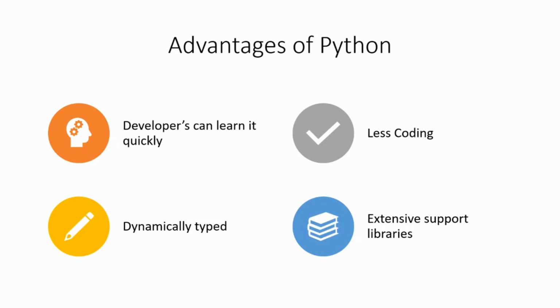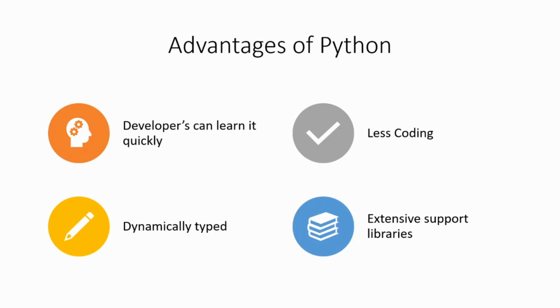Developers can learn it quickly. This programming language is so easy that it became the first choice of the developers. It is so easy to write and it mimics almost the English language. Whatever we are doing, we are writing it simply in English. It seems all like that. That's why it is so easy to learn, easy to read, easy to write. That's why it becomes the developer's first choice, and any developer can easily learn it.